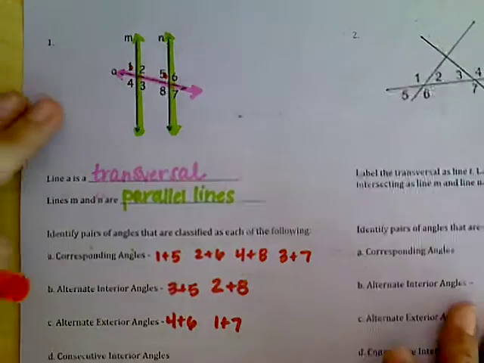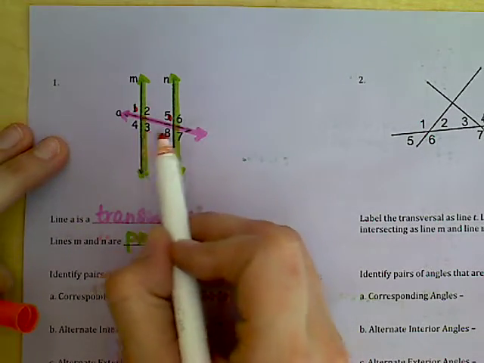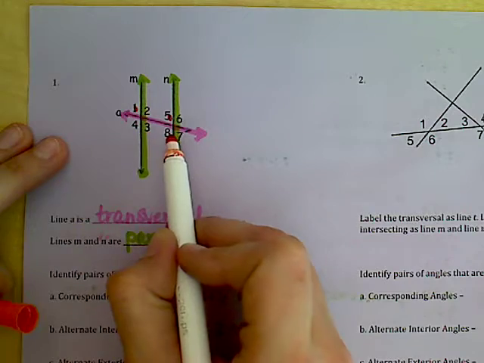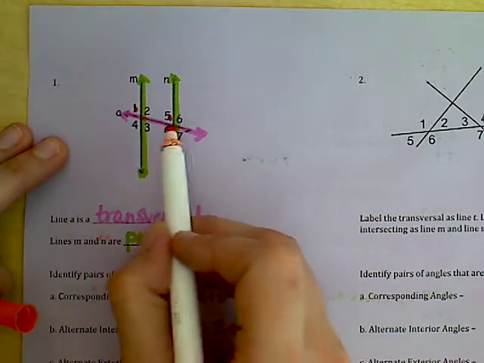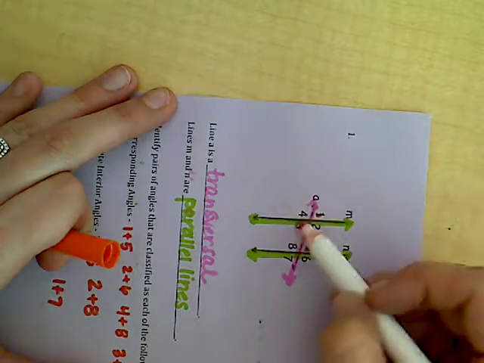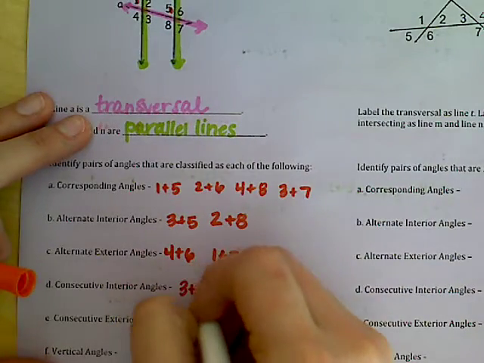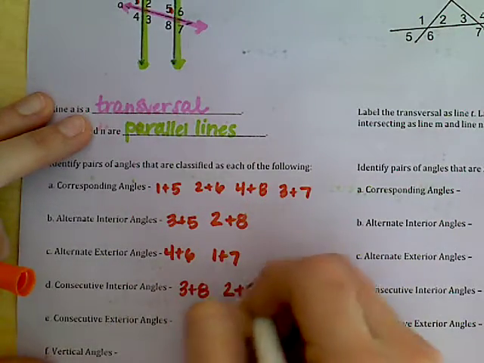Consecutive interior is inside my green lines on the same side of the transversal. So 3 and 8. Again, inside the green on the same side of that transversal. That helps you to look at it this way. Inside the green lines on the same side of the transversal. So 3 and 8. And the other pair is 2 and 5.